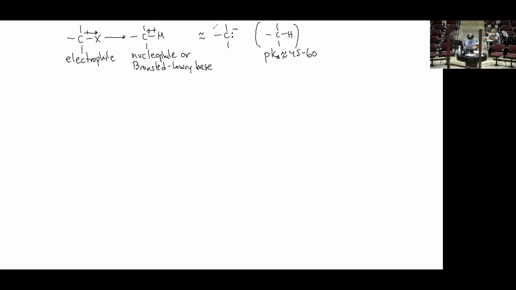Good. So I think with that, I've given enough by way of an introduction that we can get into the types of organometallic reagents that we're going to learn about today.